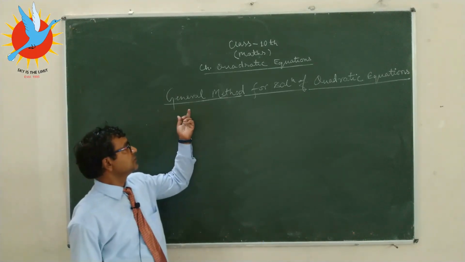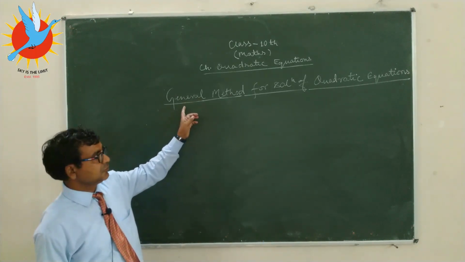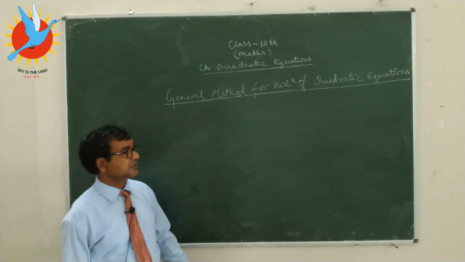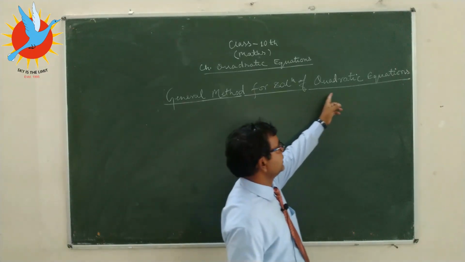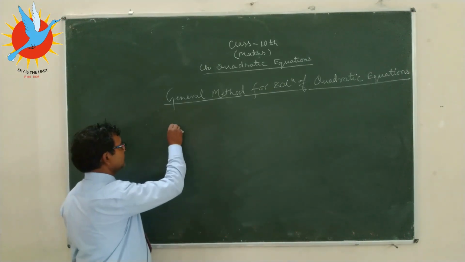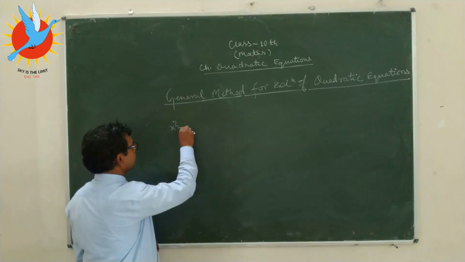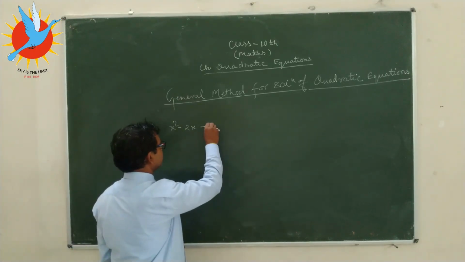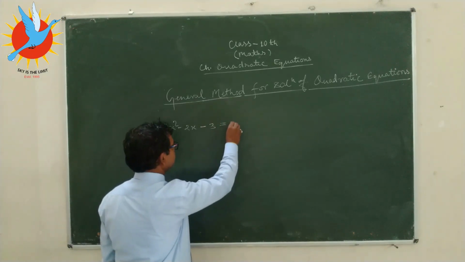Now students, we are going to learn a general method for the solution of quadratic equations. Take x square minus 2x minus 3 equal to 0.